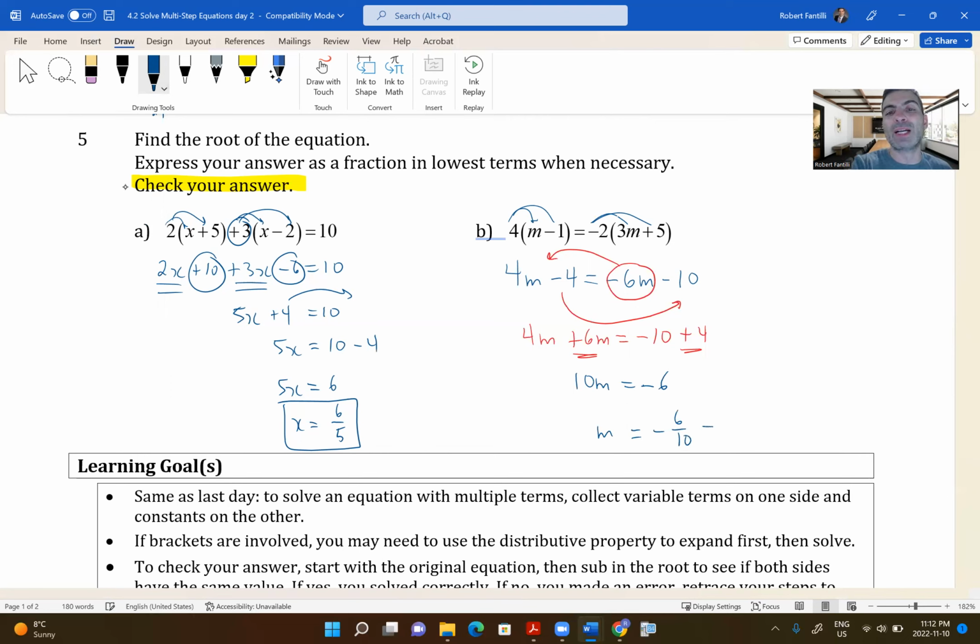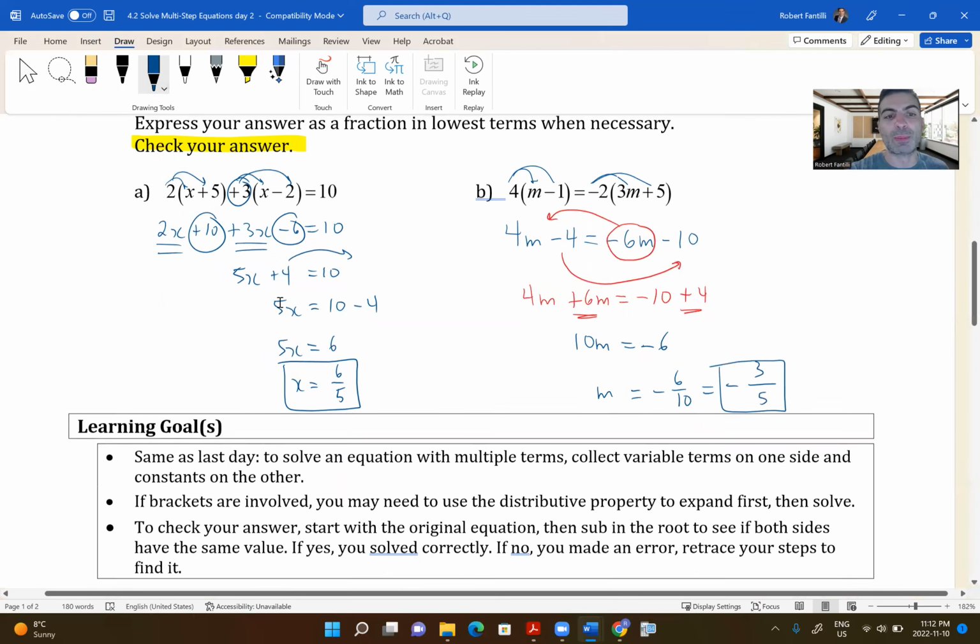But the greatest common factor is 2. So the answer is actually divide that by 2 is 3. Divide that by 2 is 5. My answer is negative 3/5. Again, you can check your answer by plugging that in.